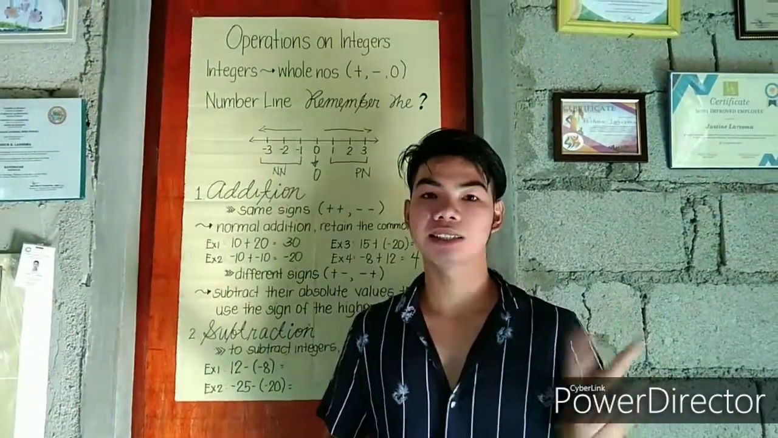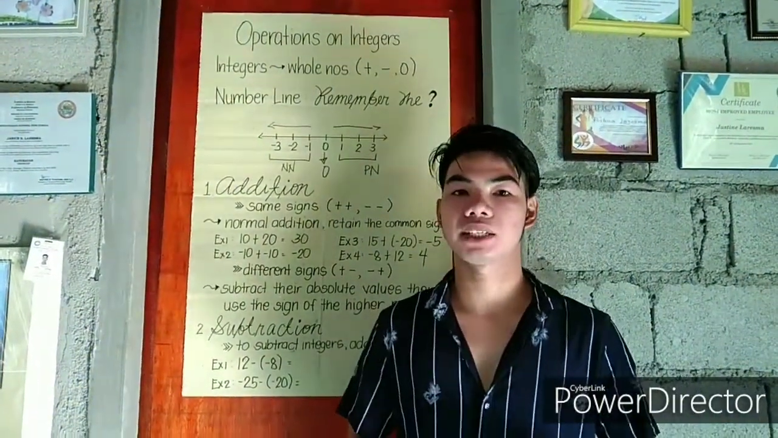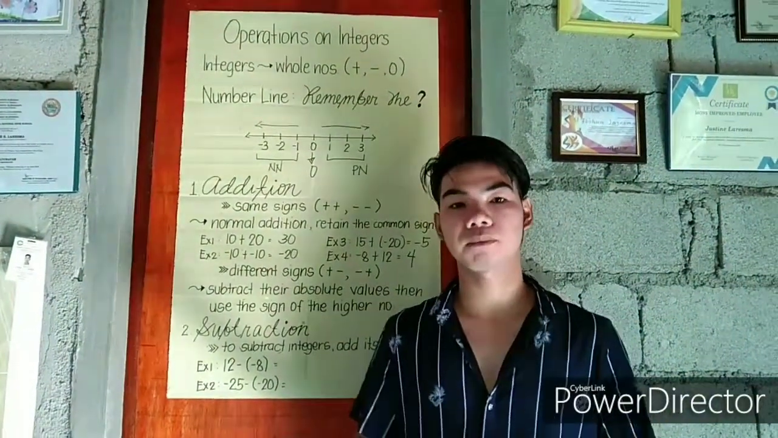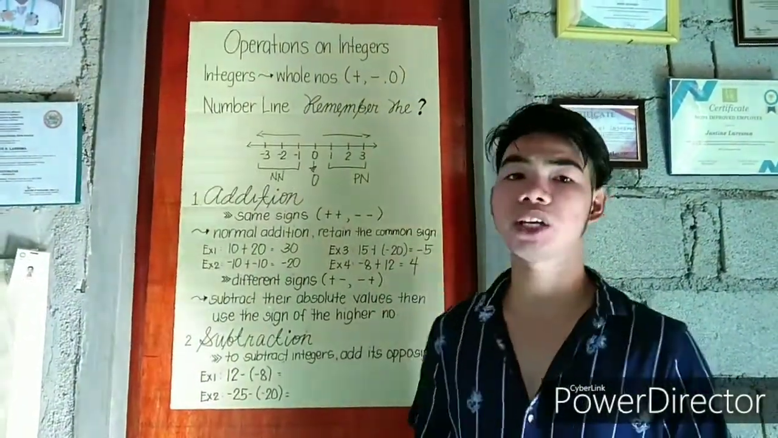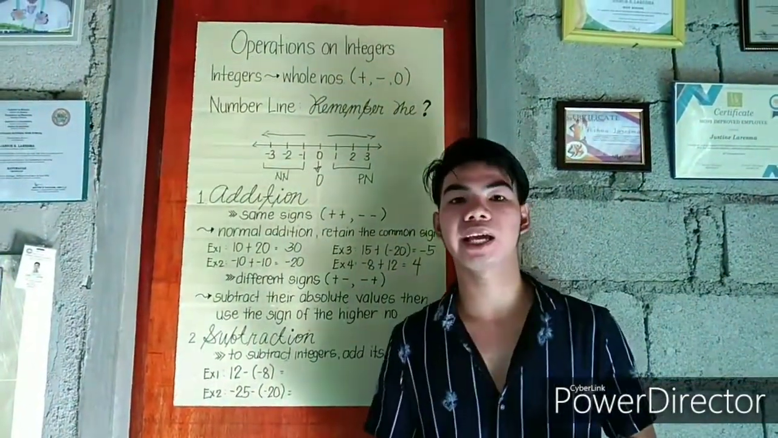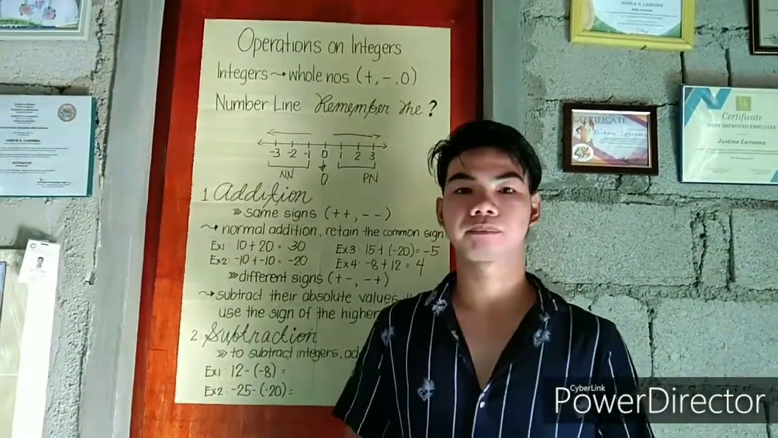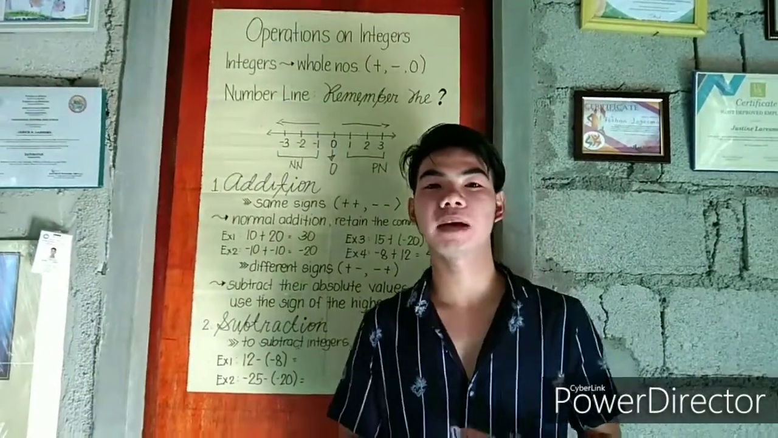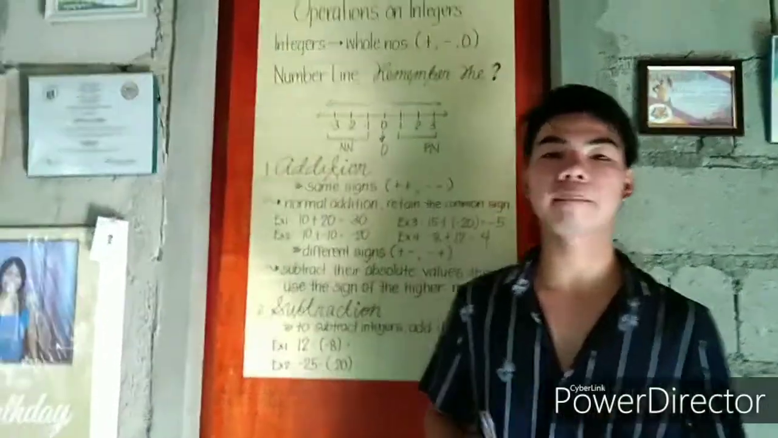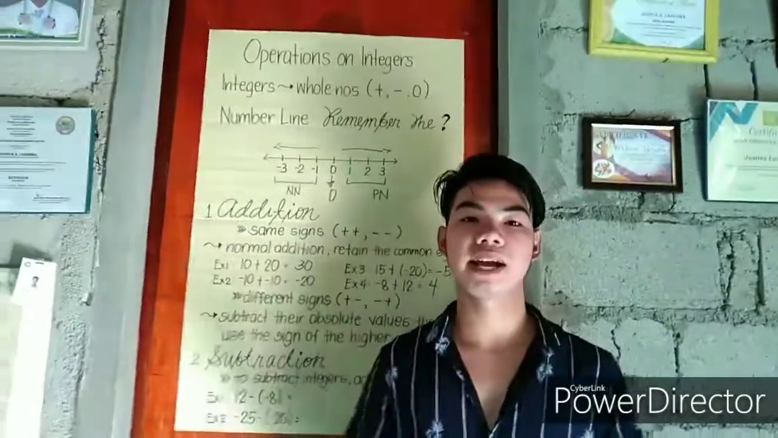Okay, let's proceed to the second operation. To subtract integers, add its opposite. First, upon subtracting integers, there are a lot of things to consider again. First, we need to consider which one is the minuend and which one is the subtrahend. Whenever we say minuend, these are the numbers na yung binabawasan. Ito yung numbers na nasa unahan. Whenever we say subtrahend, ito naman yung number na ibabawas. Ito naman yung number na nasa pangalawa ng equation.